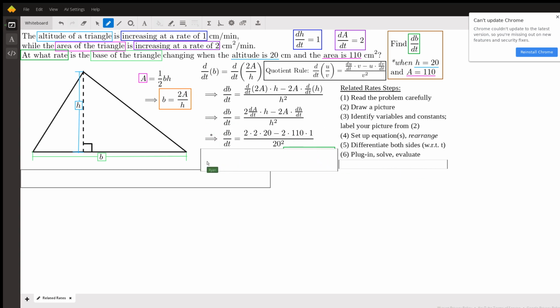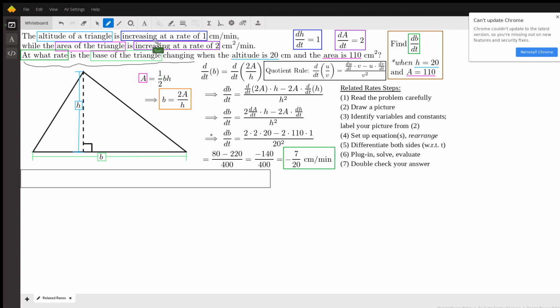2 times 2 times 20 is 80, minus 2 times 110 times 1, so that'll be minus 220, and then 20 squared is 400. So we're going to get negative 140 over 400. To simplify this fraction, we can divide the top and bottom by their greatest common factor, which is 20, and we get negative 7 over 20. Now you can leave your answer like this. I like to put units at the end just for the sake of completeness. Since the base is in centimeters, db/dt, the rate of change of the base, will be in centimeters per minute.